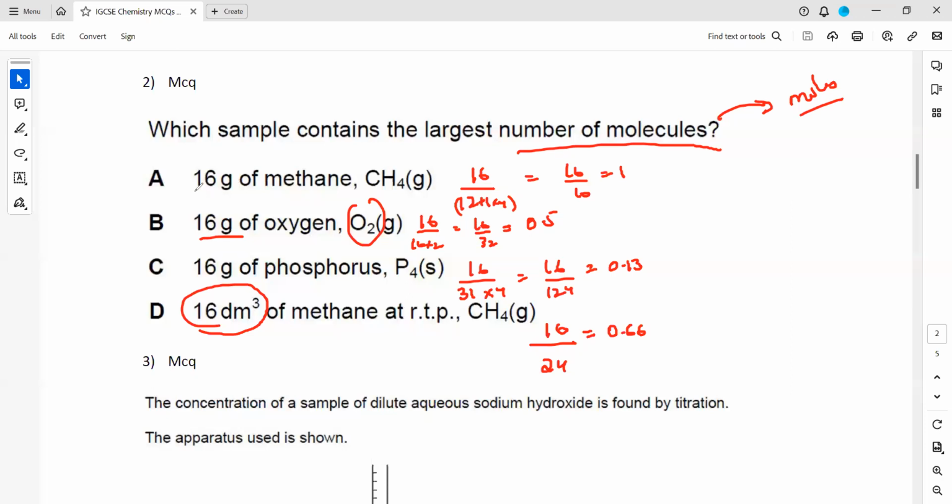So we have 16 grams of methane. So 16 divided by 16 will give us 1. We have 16 grams of oxygen, so 16 divided by 32, which is 0.5. We have 16 grams of phosphorus, so that will be 0.13. And for the gas, it will be 16 divided by 24, so 0.66. So which one are we having the highest number? If we are having the highest for A, then A should be the right answer. Clear? Is it clear, this one?